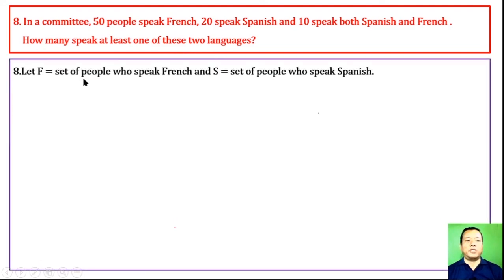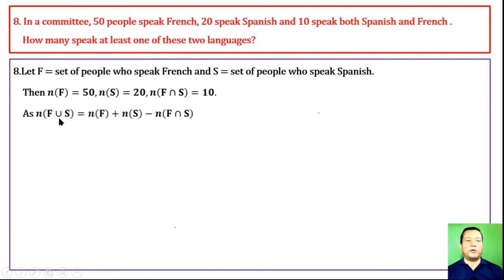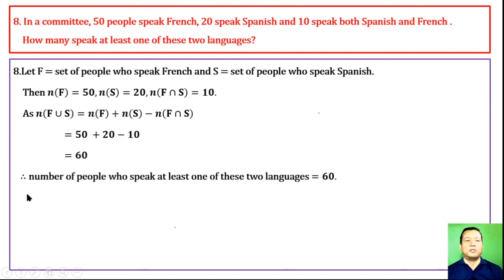Let F denote the set of people who speak French and S denote the set of people who speak Spanish. Then n(F) is 50, n(S) is 20, n(F ∩ S) is 10. As n(F ∪ S) = n(F) + n(S) − n(F ∩ S), putting the respective values we get 50 plus 20 minus 10, that is 60. Therefore, the number of people who speak at least one of these languages is 60.